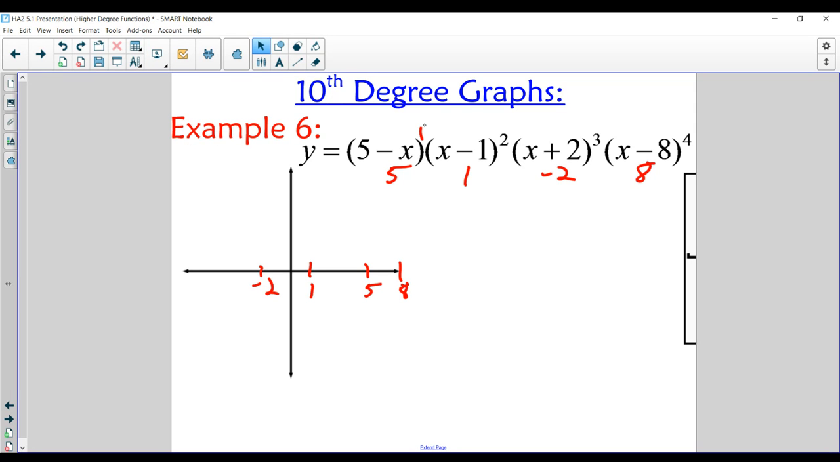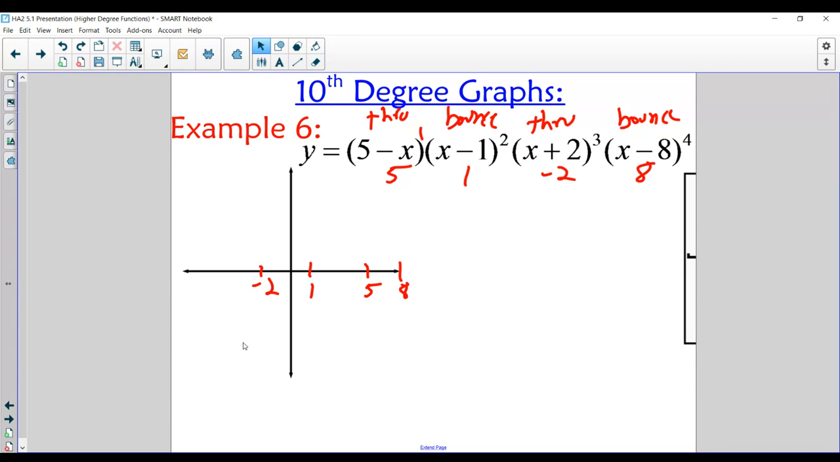On this one, because it's to the first, that's being an odd number, it's going to go through. This one being even, it's going to bounce. This one being odd, it will go through. And this one being even, it'll bounce. Okay, so at the negative 2, the first one there, I'm going to have to go through that one. At the 1, I'm going to bounce. At the 5, I'm going to go through. And at the 8, I'm going to bounce.